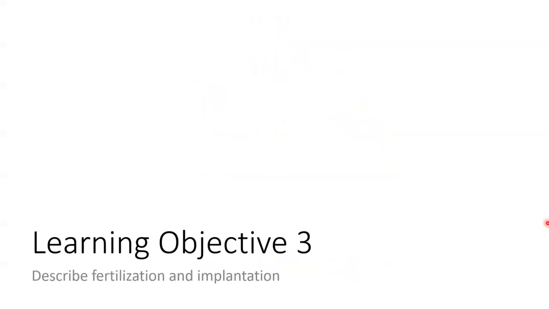Now, following on from the ovarian and the uterine cycles, to talk about what happens if an ovulated secondary oocyte meets a sperm and is fertilized and then implants in the uterine wall.